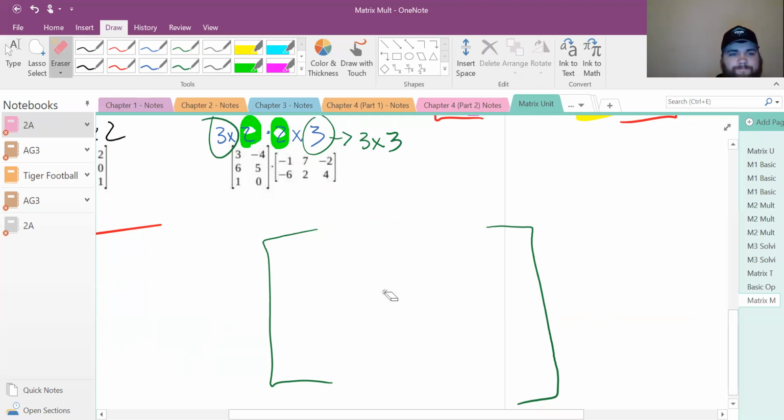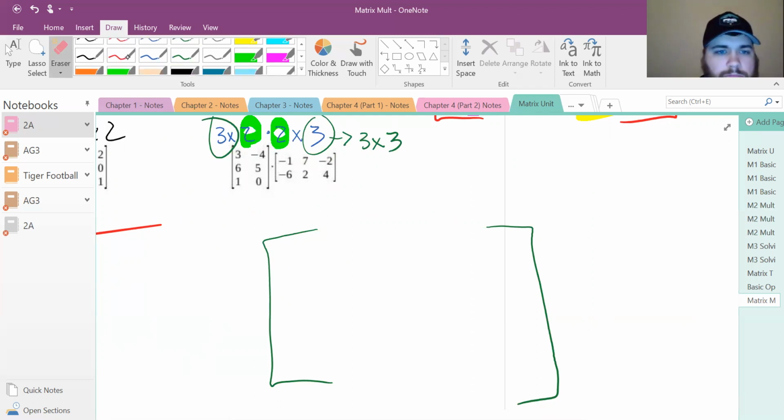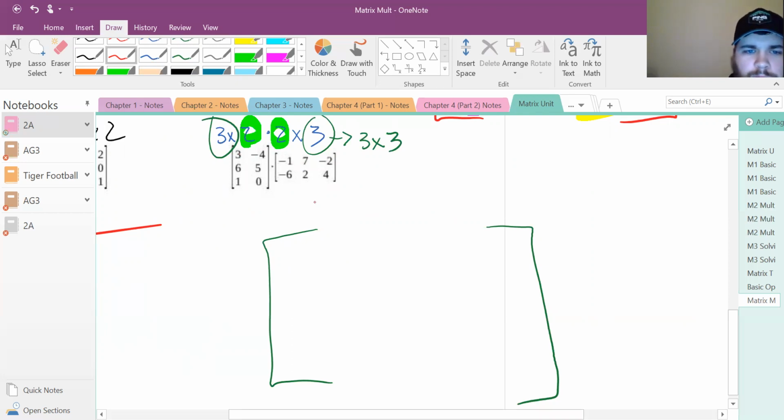Okay, so here we go. We have 3. Well, we only have to do 4. Okay, only 4. So we have first row times first column. So we have 3 times -1. Once again, first row times first column. So 3 times -1 plus -4 times -6. It's only 4 numbers, so it's not bad.